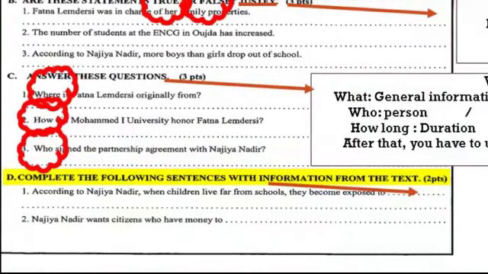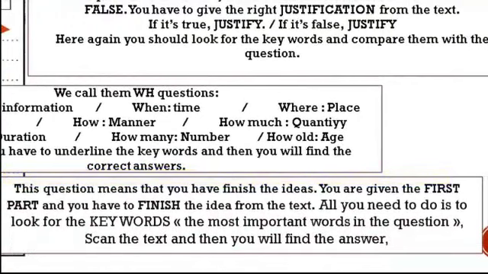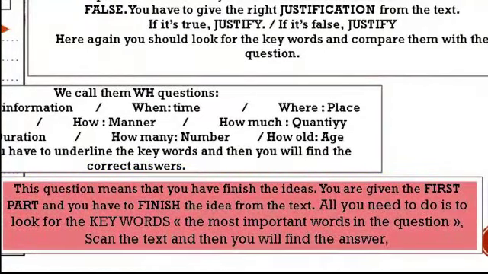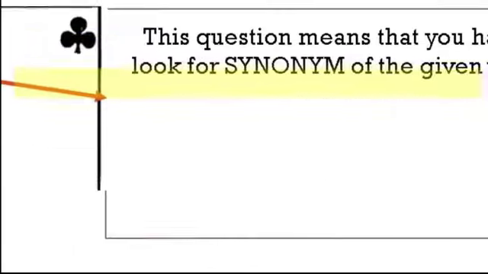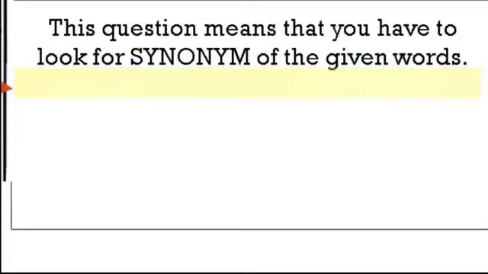Question D: complete the following sentences with the information from the text. This question means that you have to finish the ideas, which means they give you the beginning or the first part of an idea, and you have to finish it from the text. Now we're going to move to question E. We are still in the comprehension questions section. The question says: find in the text words that mean the same as. Here you have to look for the synonym of the given words.